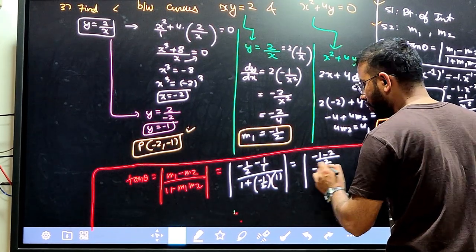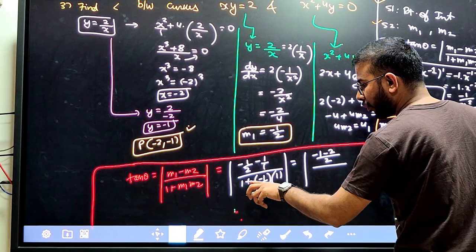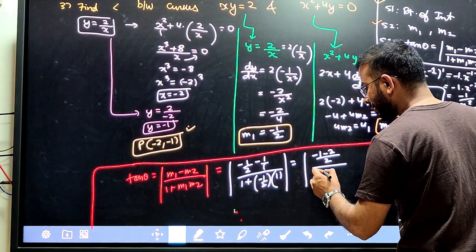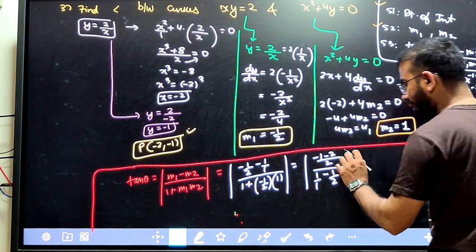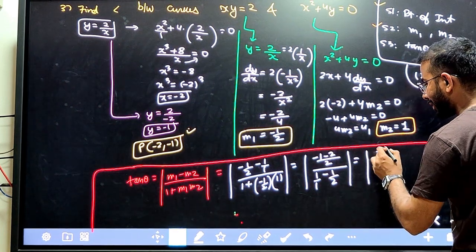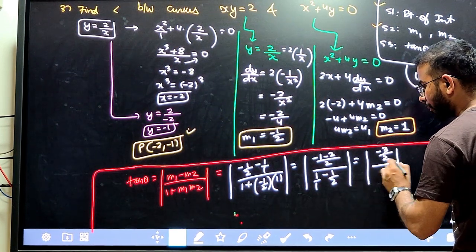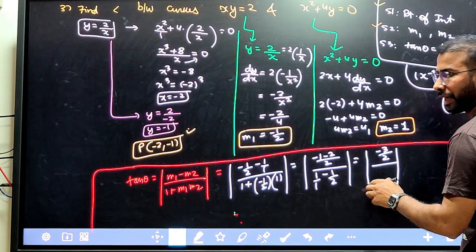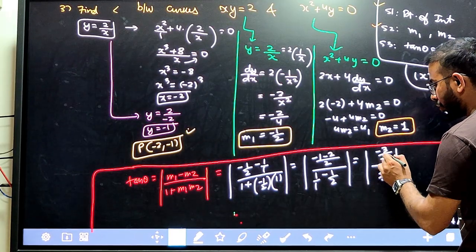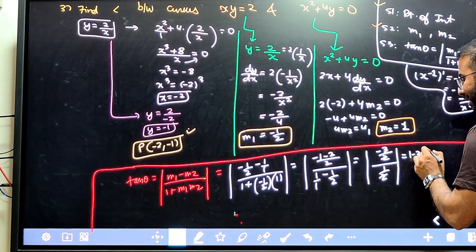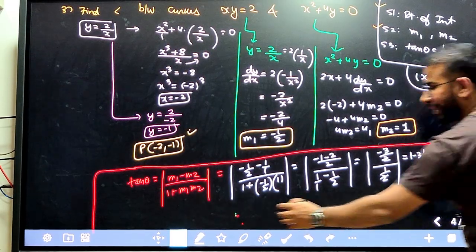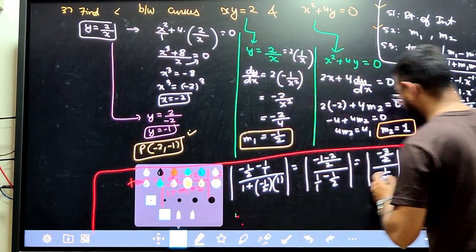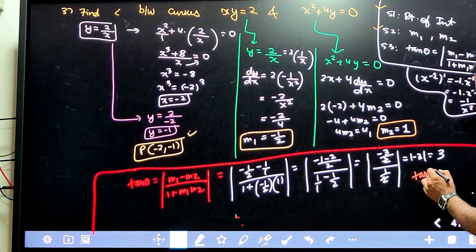Let's solve it. Not an issue. What is this? 1. This is minus 1 by 2. So this will become minus 3 by 2. Now what is this? 2 minus 1, 1 by 2. 2 cancel. What is mod minus 3? 3. Mod minus 3 is 3. So we are at the last step. And remember the answer, as I said, tan theta is coming out to be 3.